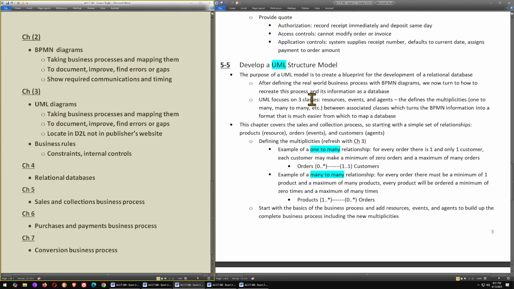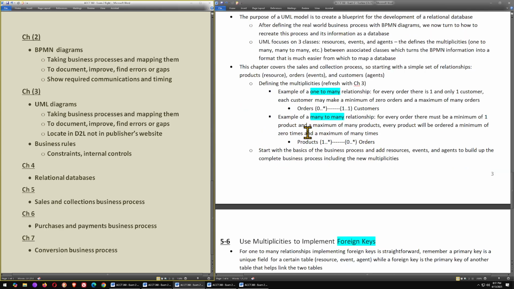Develop a UML model. Now, again, we could model the whole process and come up with these multiplicities. That's the one-to-many or the many-to-many relationships. What I've done is I've taken each of these different business processes, sales, collection, purchase, payments, and conversion, and chosen one one-to-many and one many-to-many relationship. And I've given you an example. And as you see in the quiz, I'm going to test your understanding of how to read it.